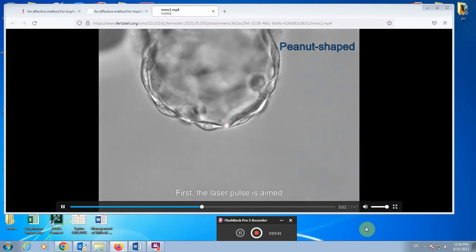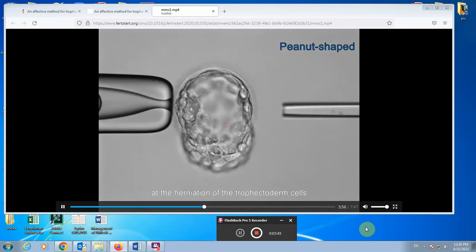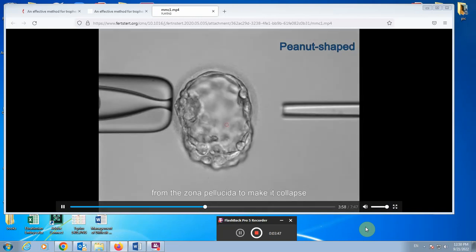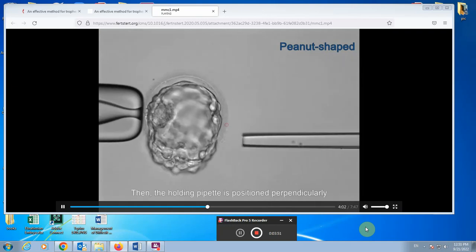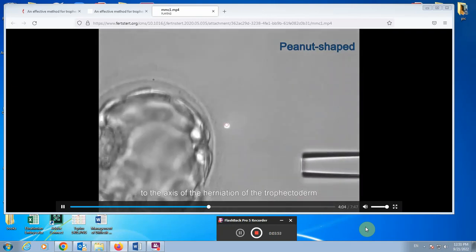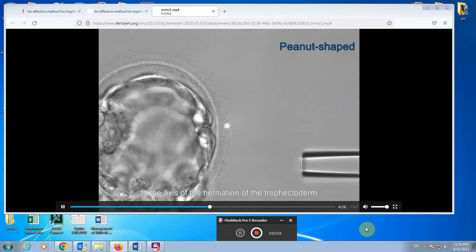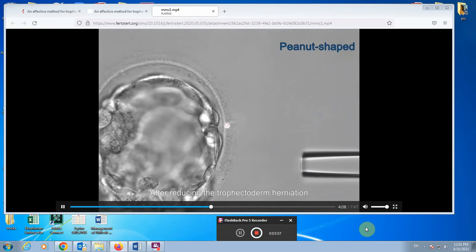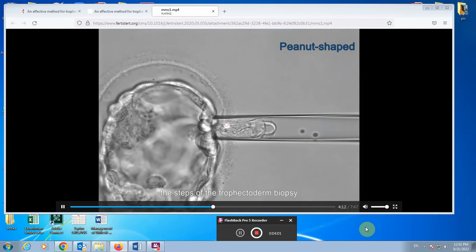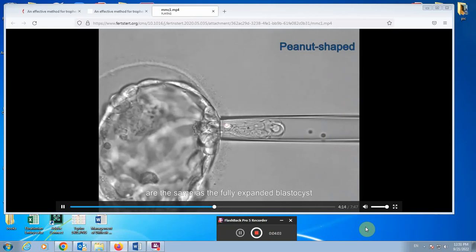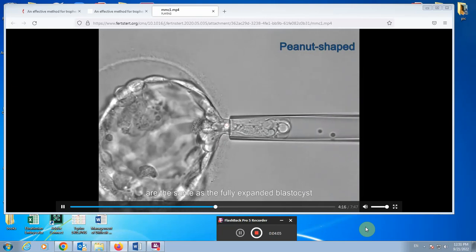First, the laser pulse is aimed at the herniation of the Trophoectoderm cells from the zona pellucida to make it collapse. Then the holding pipette is positioned perpendicularly to the axis of the herniation of the Trophoectoderm. After reducing the Trophoectoderm herniation, the steps of the Trophoectoderm biopsy are the same as the fully expanded blastocyst.